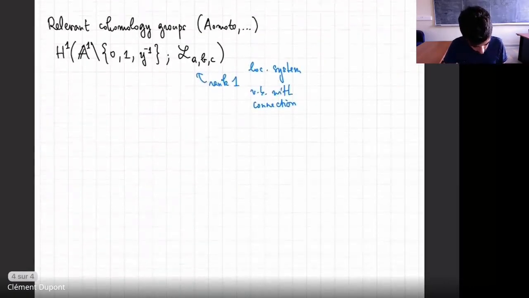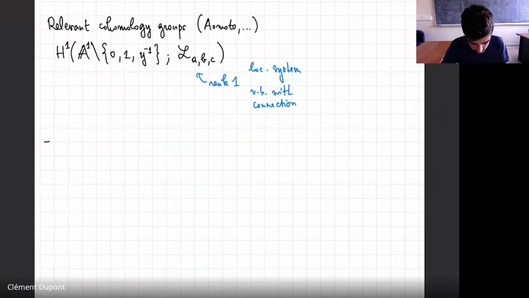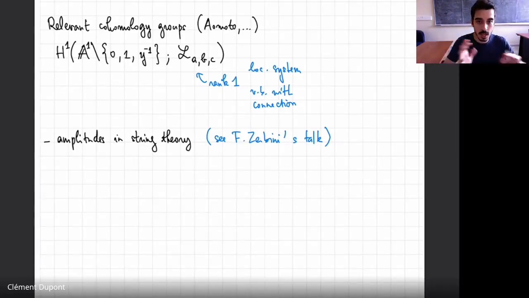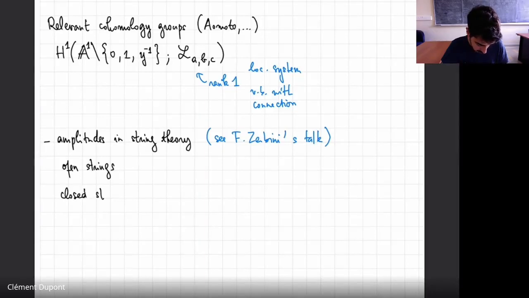And another example that I really like is related to what Federico was telling us about two weeks ago, which is amplitudes and string theory. So related to Federico's talk. I won't say much about this because Federico has already said a lot about this. The idea is that in string theory, there's this idea that particles are like strings, and strings can be open or closed. So there are essentially two main worlds in string theory. The world of open strings and the world of closed strings. So open strings look like this, and closed strings look like this. Really closed, like this.